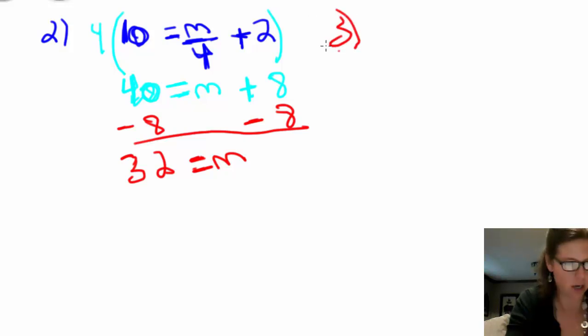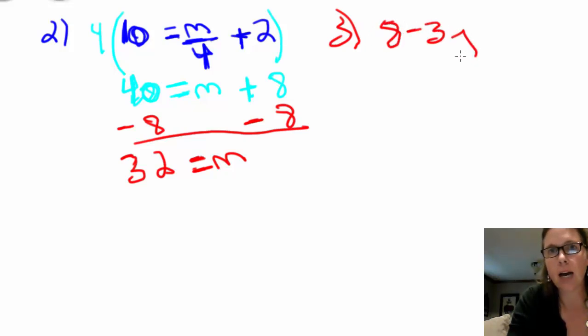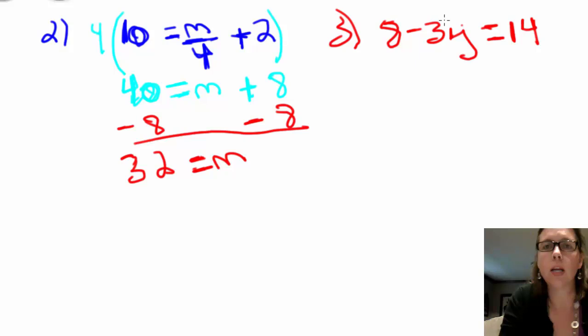Let's try a different one. What about 8 minus 3y equals 14? Okay, so we look at this, we're trying to get that y all by itself, remember? So we have to look over here first. And you have to look at what's in front.